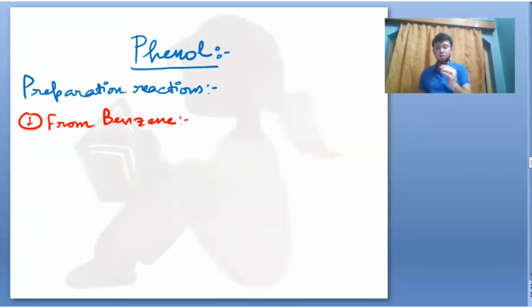What is phenol? We have to see it first. That is, the structure of phenol is like this. It is one alpha H2 of benzene replaced with a hydroxyl group. So how can we prepare it?